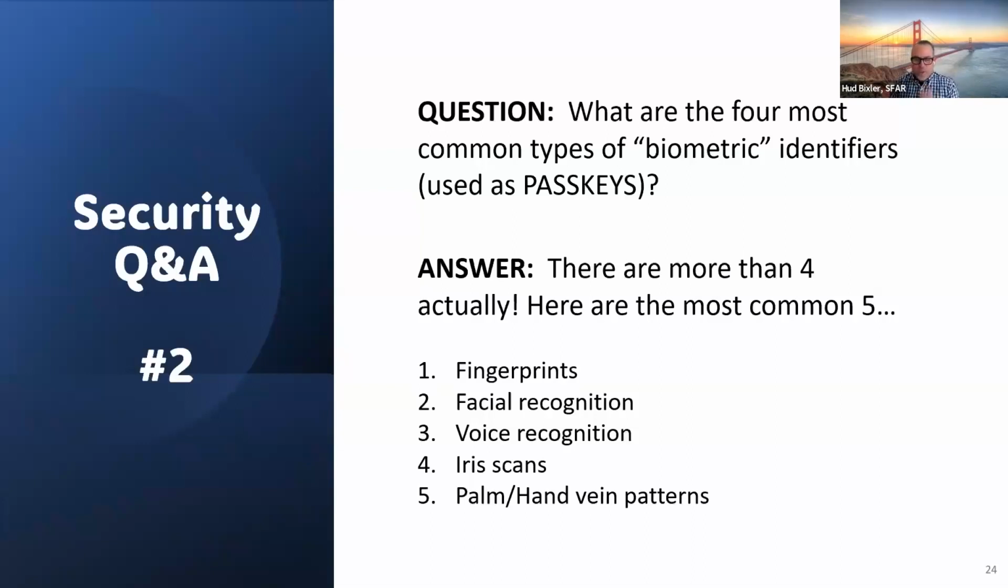We got a second question here, or third question, security Q&A. Shall we jump into that? Yeah, let's talk about it.